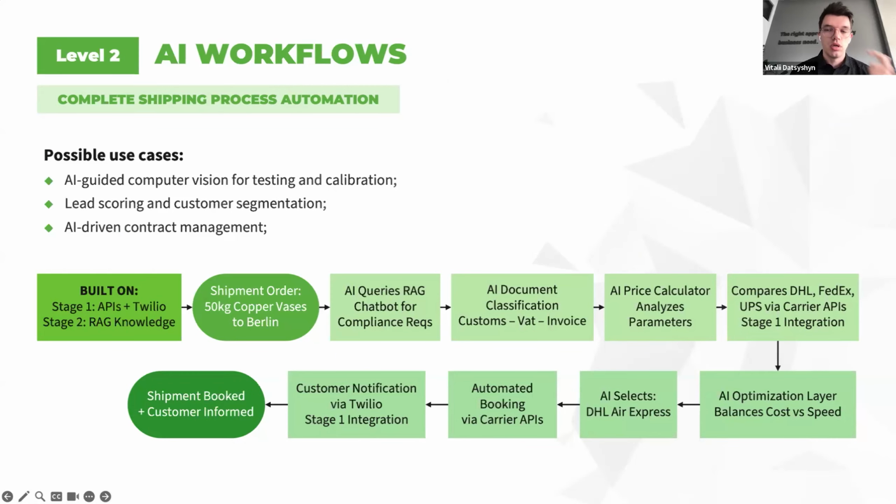So after order creation, the corporate LLM retrieves compliance-specific requirements from the knowledge base, generates documentation, analyzes different parameters and calculates price, automatically creates a booking via external carrier APIs, and sends a personalized notification to users.